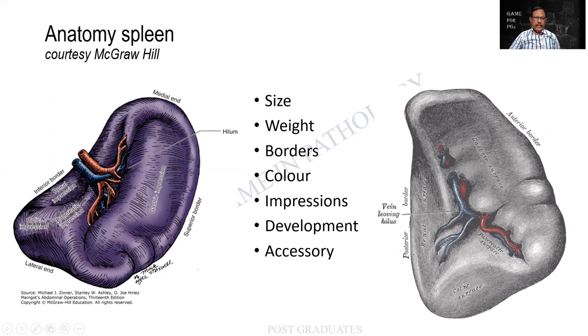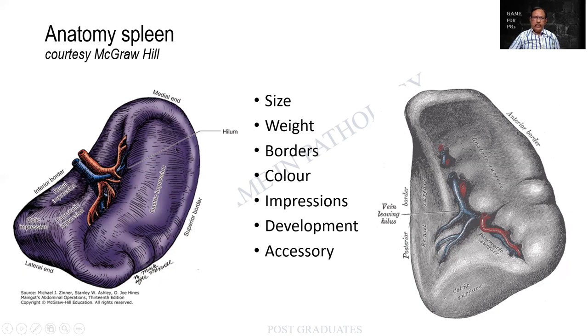If you take this one, I would like you to appreciate that it is about the size and shape of a closed fist. There is an entry of an artery and an exit of a vein. Obviously, there will be a depression which is called the hilum. The spleen is identified by means of its sharp borders, and there will be certain depressions which are called the notches.